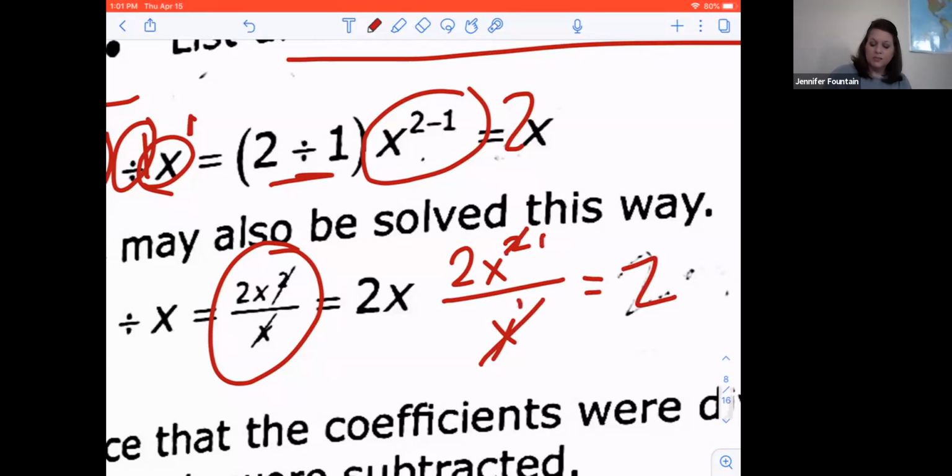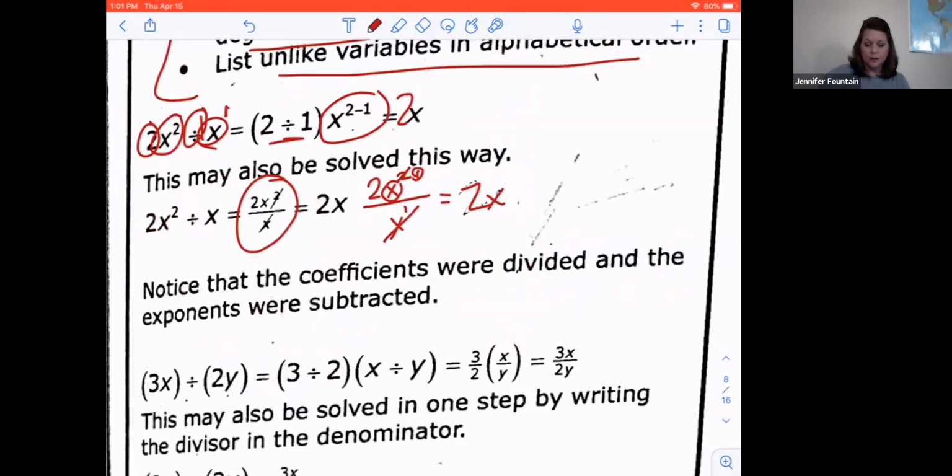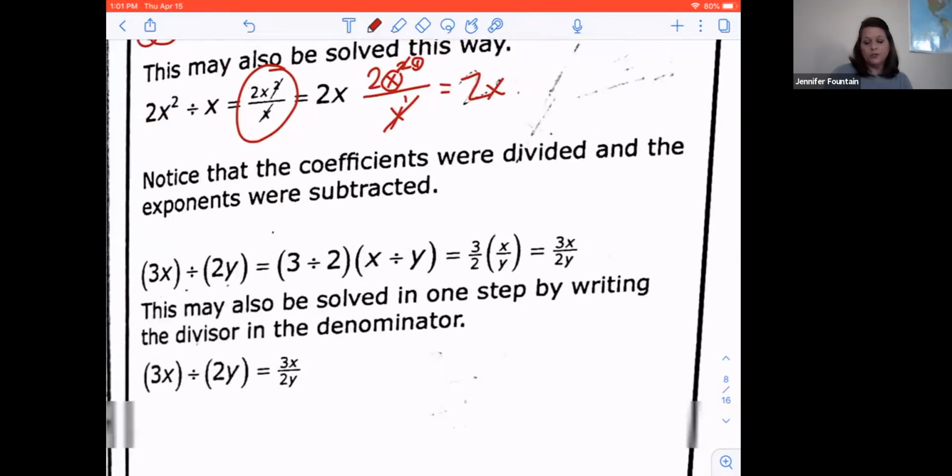So since this was x to the first down here, I'm able to cancel x to the first out, but that means I have to subtract 1 from the exponent of the variable in the numerator. So then I'm left with 2x to the first power, and we've talked about how I don't even have to write that 1, so it's just 2x. And it says that notice that the coefficients were divided and the exponents were subtracted.